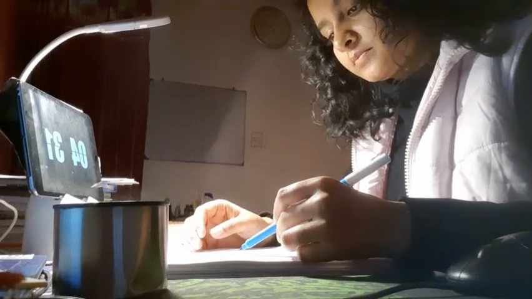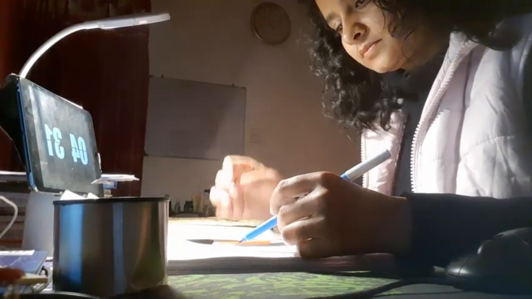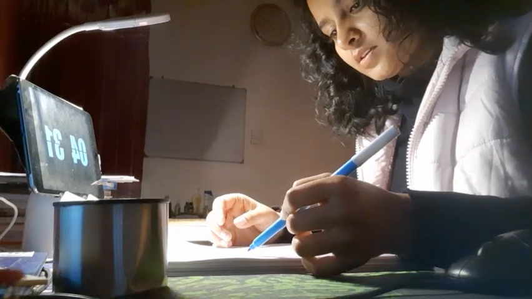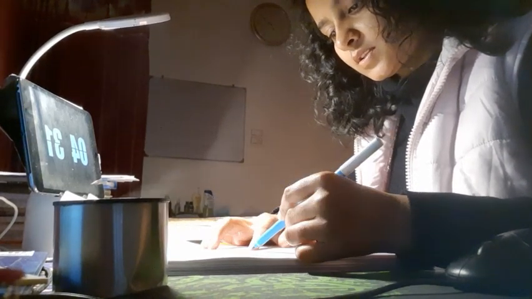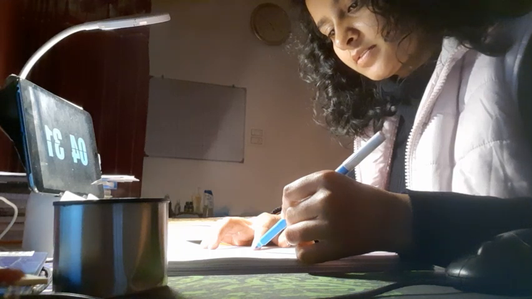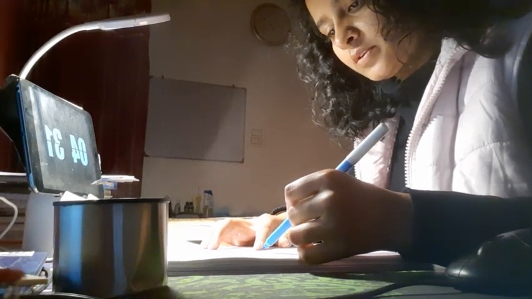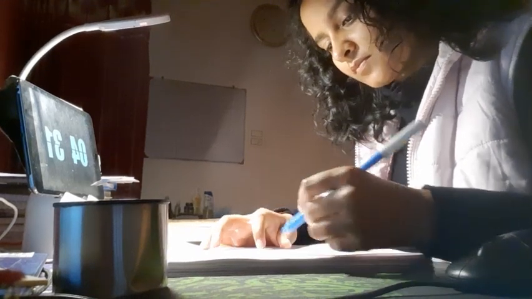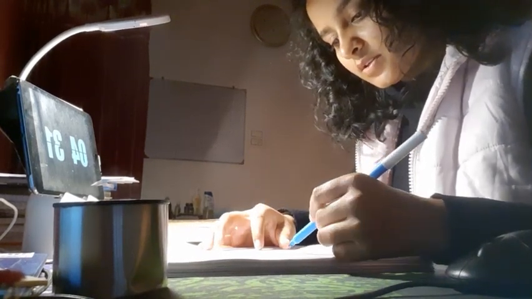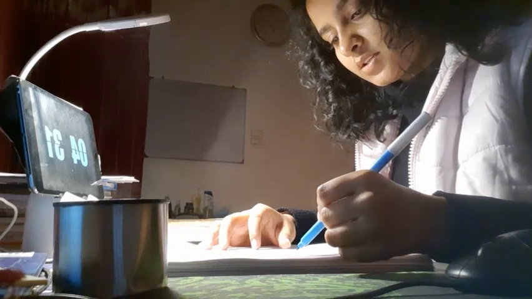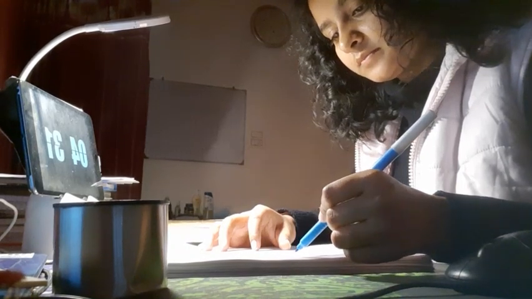Match the following column. Tidal volume C. First one C. Inspiratory reserve volume A. Third is expiratory reserve volume B. Vital capacity of our lung is total lung capacity minus residual volume.